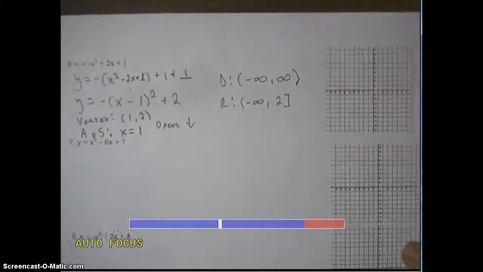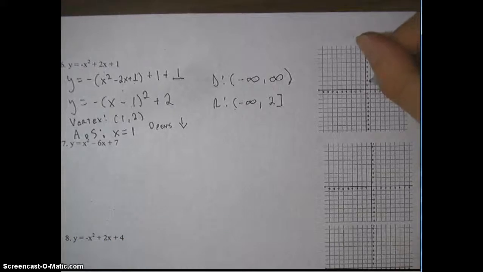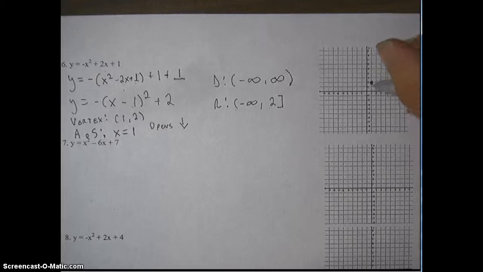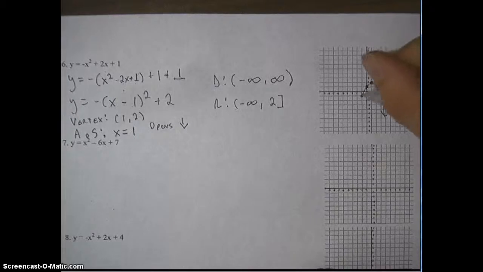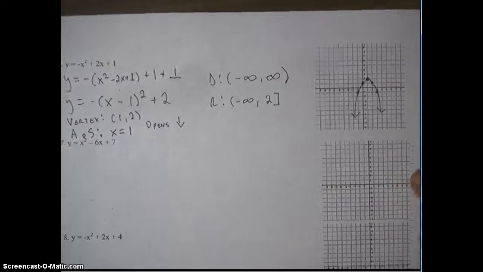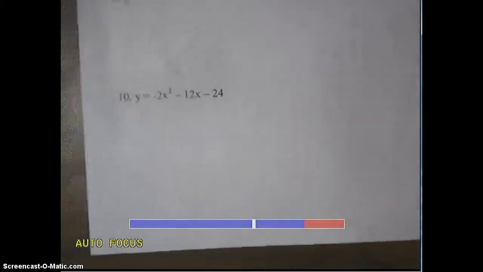So when I graph that thing, you start with the vertex at (1, 2). And now it's negative, so I'm going to go down 1 over 1, and then down 2 over 1. And then I can draw in this nice, smooth, quadratic curve. Like that. All right, one more. Let's do number 10.